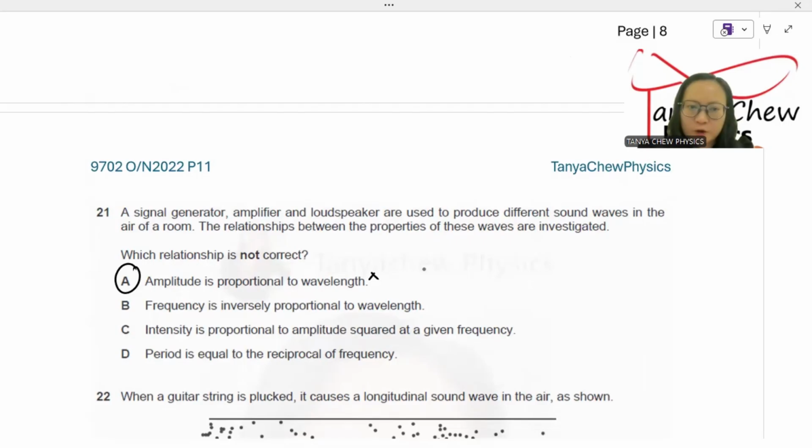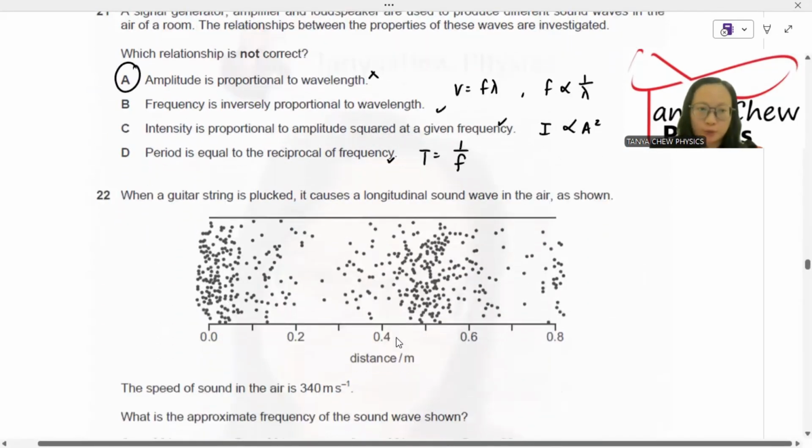What about B? Frequency is inversely proportional to wavelength, v equals f lambda. When the wave speed is constant, f is inversely proportional to wavelength. This is true. C, intensity is proportional to amplitude squared. That is true. Period is equal to the reciprocal of frequency. This is also true. A is the one that is incorrect.